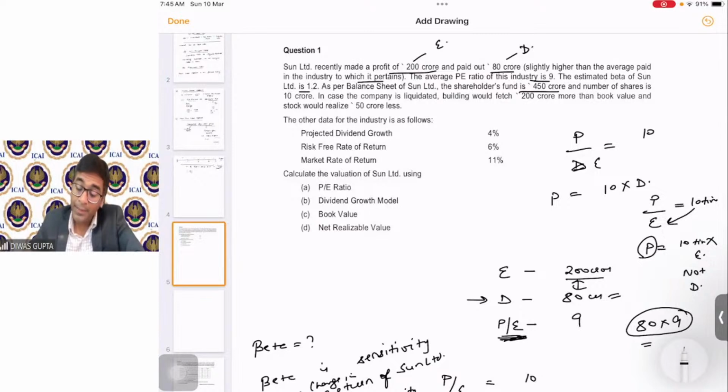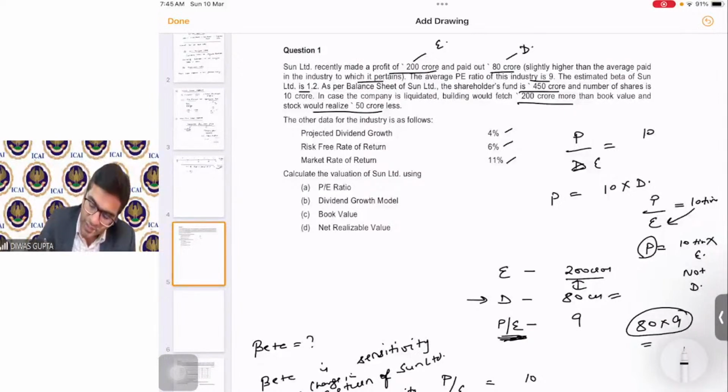In case the company is liquidated, building would fetch 200 crore more than the book value and stock will realize 50 crores less. So something will be sold at a higher rate, something will be sold at a lower rate. Okay. The other data for the industry is as follows. The projected dividend growth, risk-free rate of return, market rate of return.